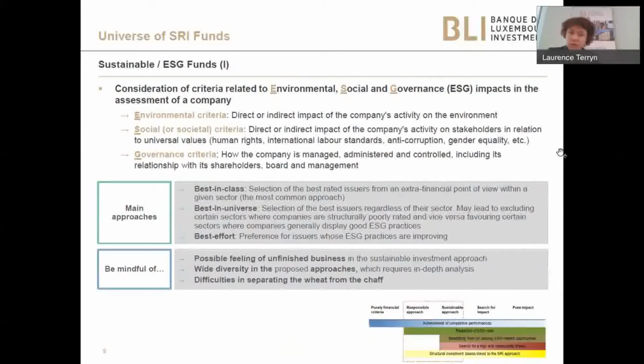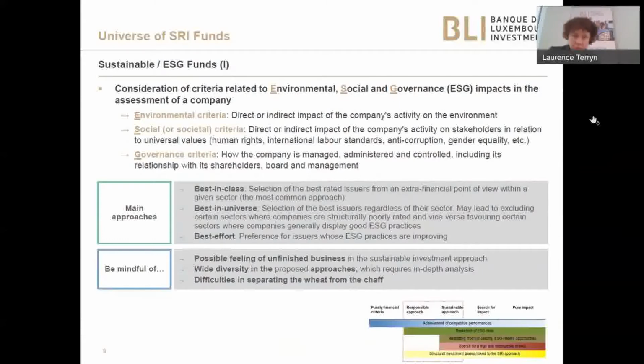This approach may lead to exclude certain sector where the company are structurally poorly rated, would be, for example, in the energy area with fossil fuels, and at the opposite, it could favor certain sector where company display good ESG practice. By instance, it could be in the healthcare or the technology sector, where the direct impact of activity would be first seen as lower. On the best effort, there it's more on the transition in the improvement side. So the preference would go to issuer where the ESG practice are improving.